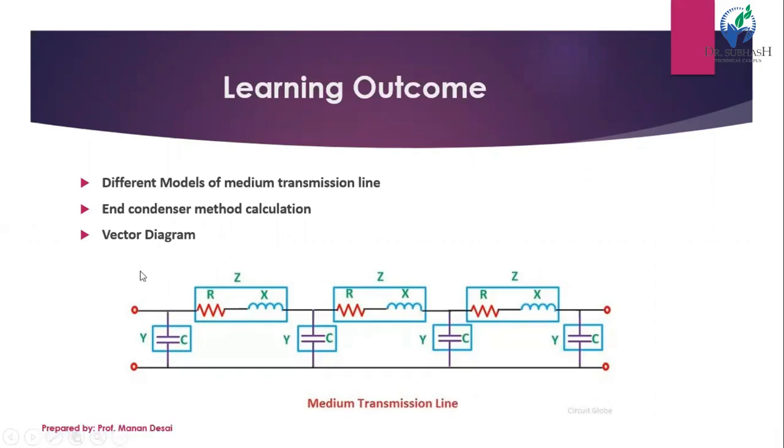As you see here, the model of the medium transmission line is shown in the figure, which has capacitance C, and the line is represented as R plus jX. These are the sending end and the receiving end.